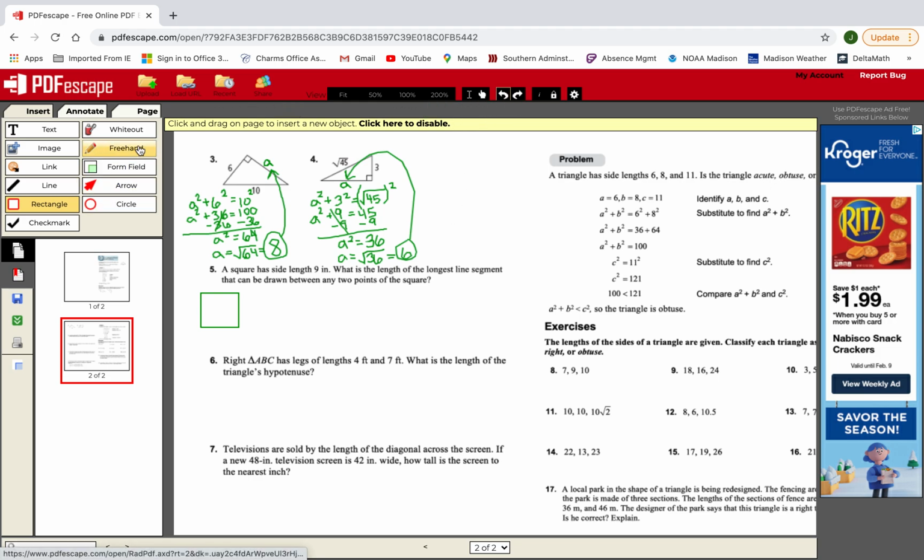Okay. All right, so I'm going to go back to my freehand here, or I can actually draw a line in here. If the square has side lengths of 9, that means that it's a square. All of them are the same. So this is 9 inches.